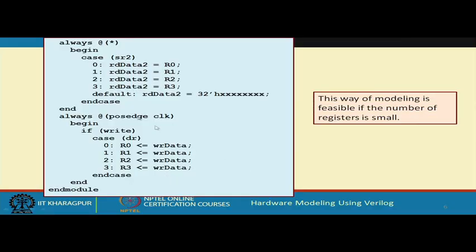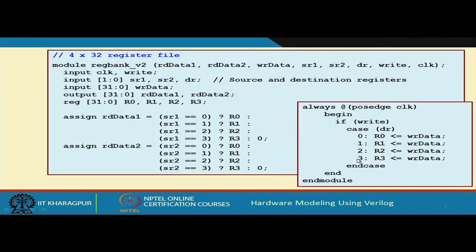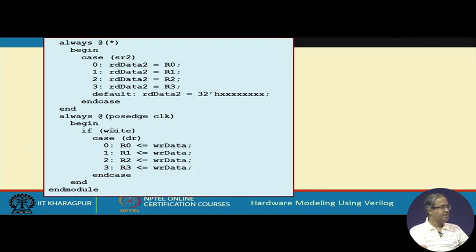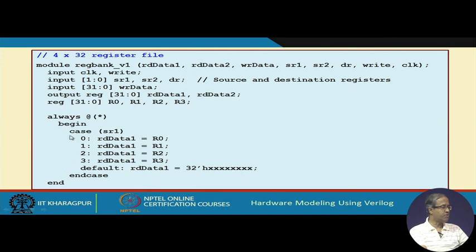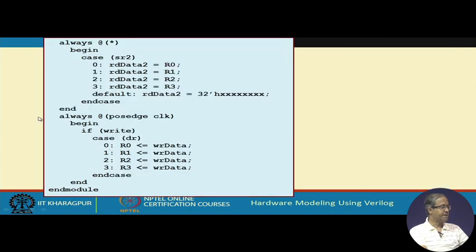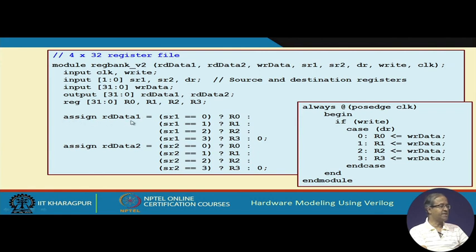So, as I said, this way of enumerating the values is feasible if the number of registers is small. Just imagine if there are 32 registers, it will be too tedious, you have to write 32 lines here, 32 lines here and so on. Now, let us again keep this number as 4 registers defined independently, but we are using an alternate way of implementing the read ports. Like in the earlier case, the read ports were implemented using an always block and a case. Here we are implementing them using assign statements.